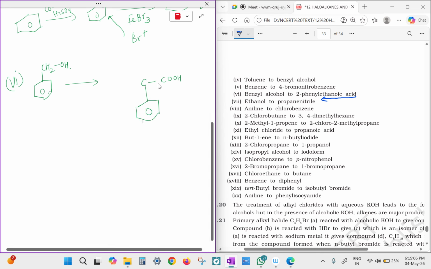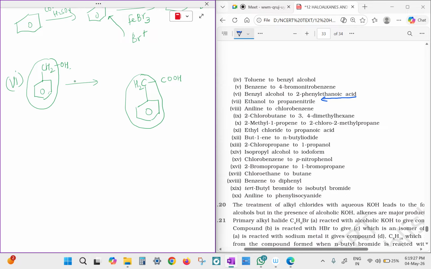Is the structure first clear to both of you? 2-phenyl ethanoic acid. Is the structure clear? Okay, looks like this segment is directly there. You need to introduce the COOH in the place of OH.